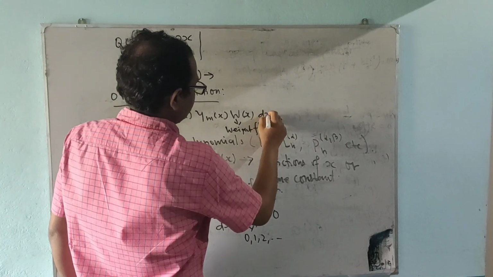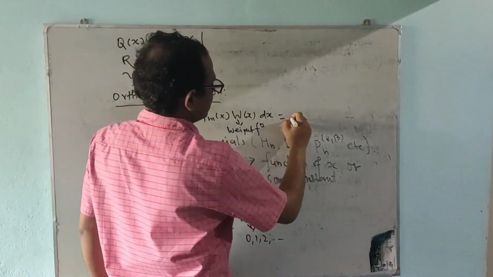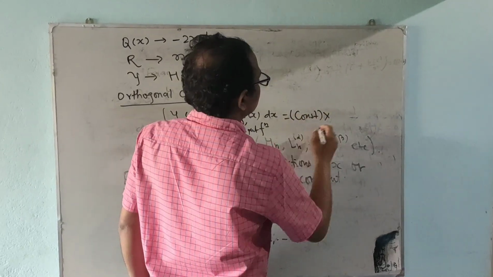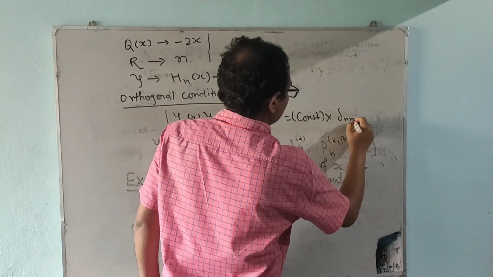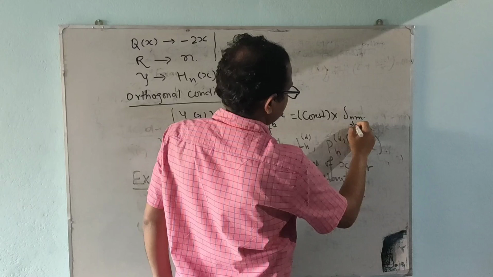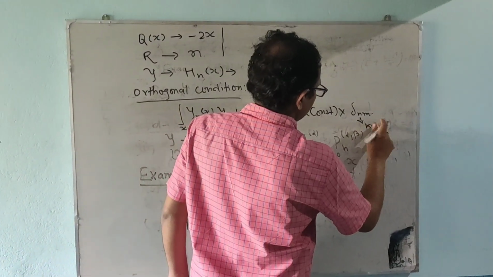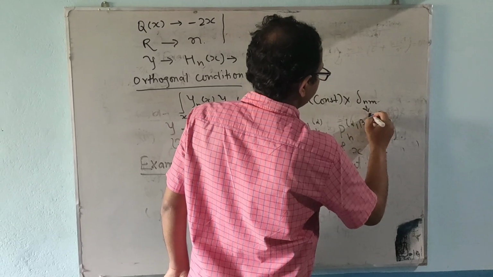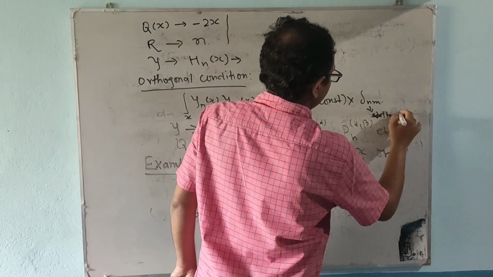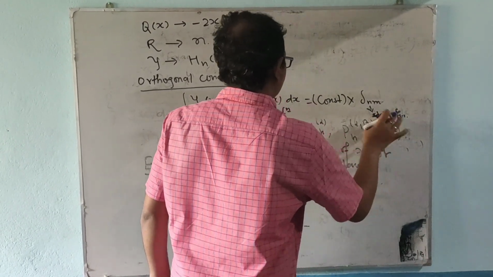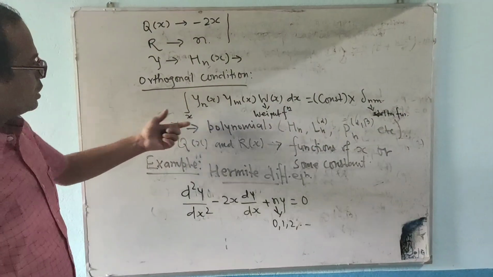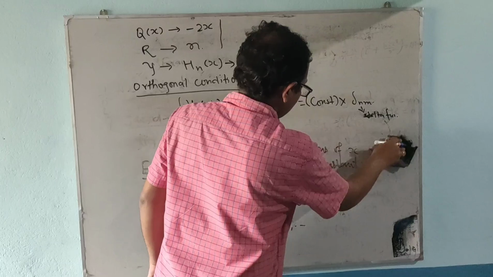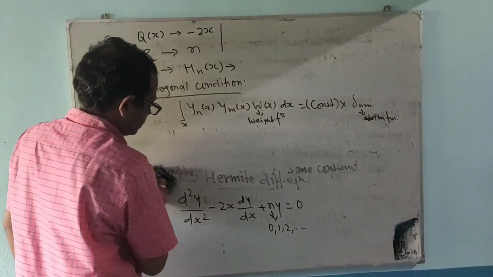And dx, this equals some constant into delta nm. This is the Kronecker delta. This is the Dirac delta function. Kronecker delta. Okay, so this is equal to this.